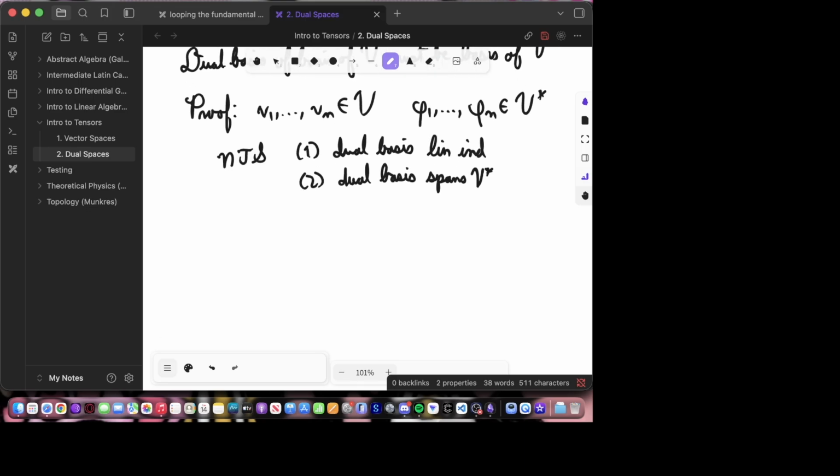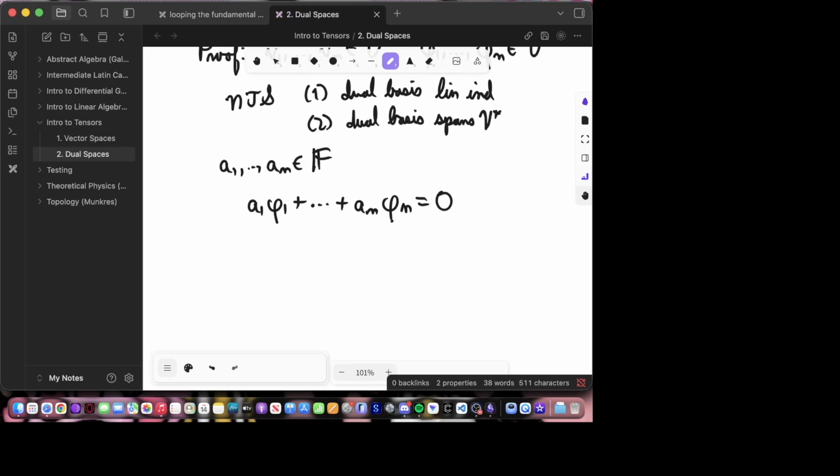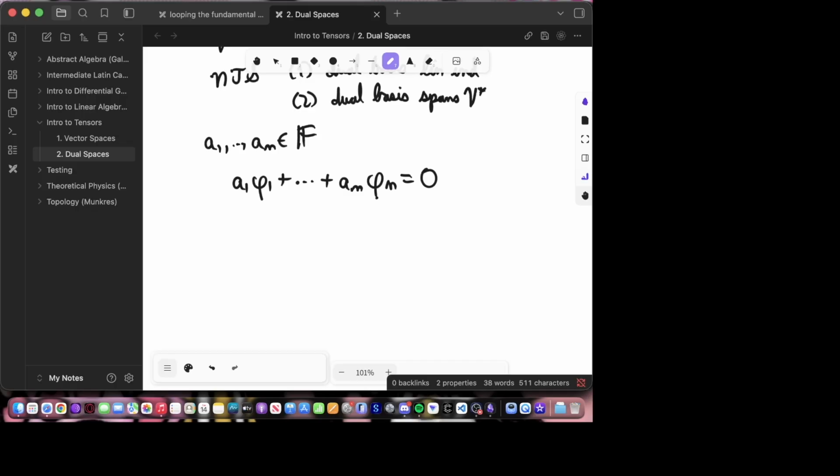So, okay, let's say that we have some a1 to an that are scalars, such that we have the following expression.